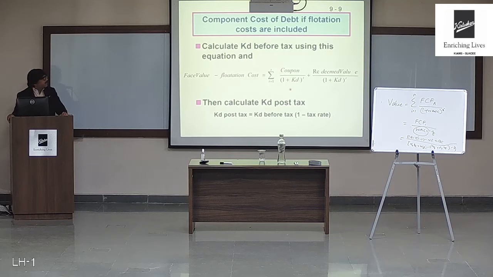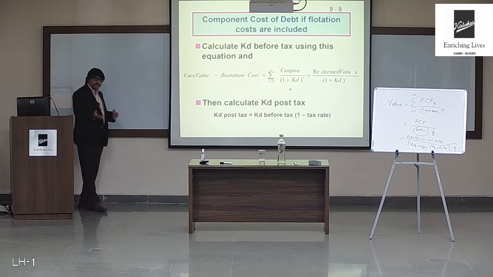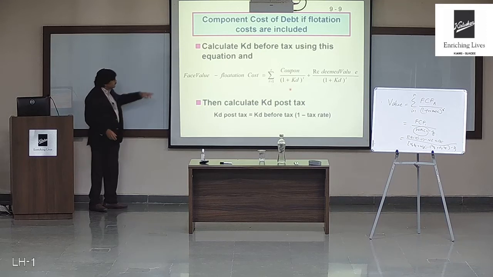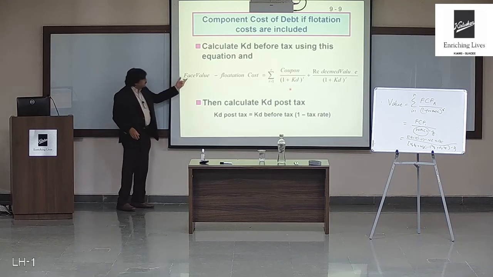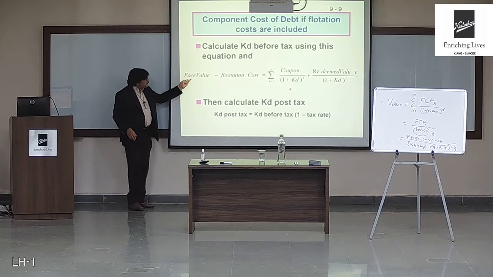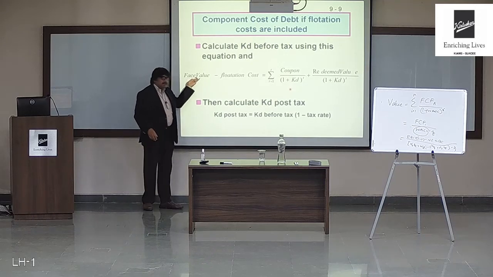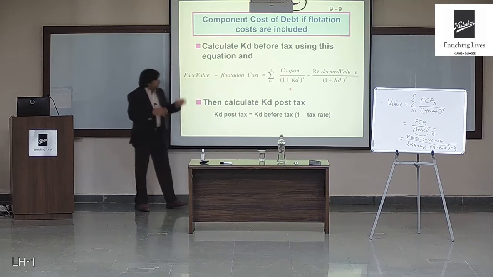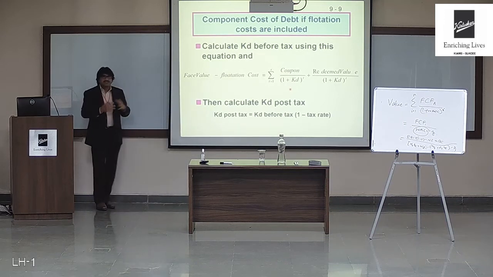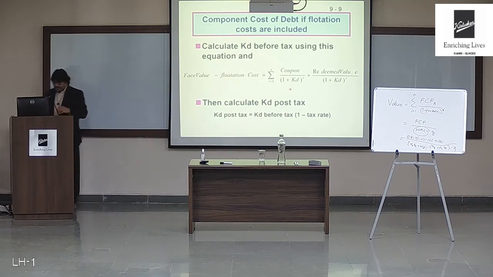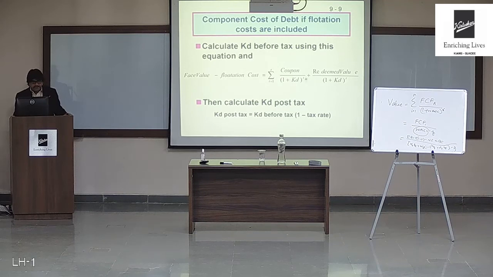If the flotation costs are there, that means the cost involved in floating the bonds, the various charges such as the fees paid to the underwriter and all those things, then the only factor which changes is that you calculate the value minus the flotation cost, and the other part remains the same, which is the valuation of the bond. So this formula can be used, and then after this again you can take the post-tax cost of debt.